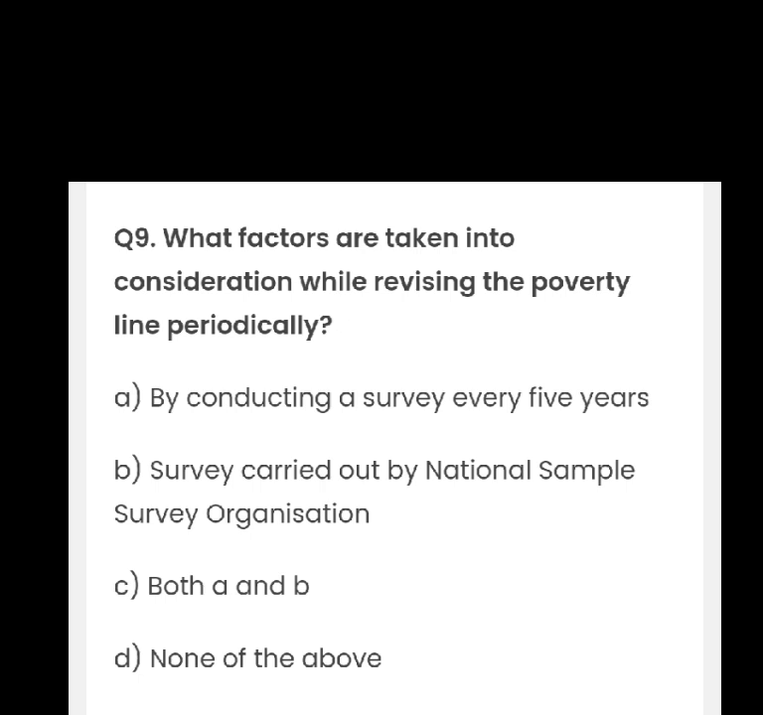So for the measurement of poverty in the country, especially in India, we usually conduct a survey every 5 years, and surveys are carried out by National Sample Survey Organization. This is also correct. The National Sample Survey Organization is a body which looks after the surveys regarding poverty, and so many other things are also included in that. So option C, that means both A and B, is the correct answer.